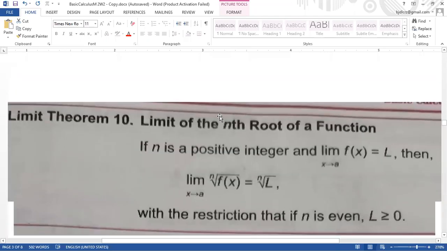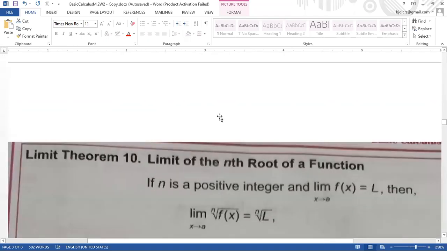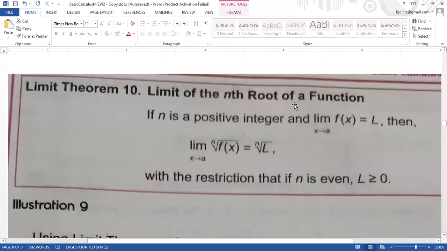Okay, next. The limit of the nth root of a function. So if n is a positive integer and the limit of f of x as x approaches a is equal to L, then the limit of the nth root of f of x as x approaches a is equal to the nth root of L. So first buhaton na to is i-find ang limit sa f of x before i-apply ang iyang root.